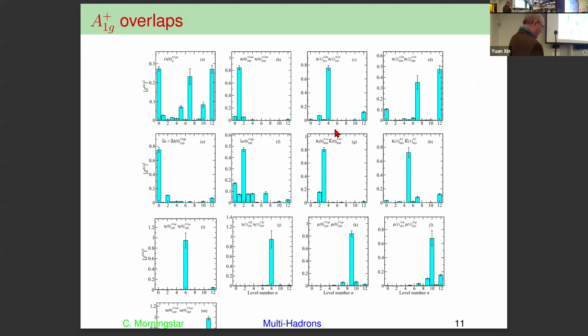So here are the overlap factors. So for example, this is for the operator, the two pions at rest. And these are the overlaps, these squared factors for each of the eigenstates. So clearly eigenstate 1 really likes that. That operator really likes that state. So we would call eigenstate 1 predominantly a pi pi state.